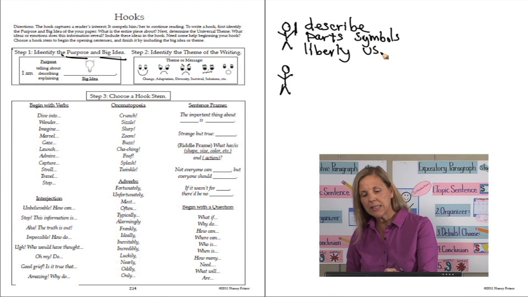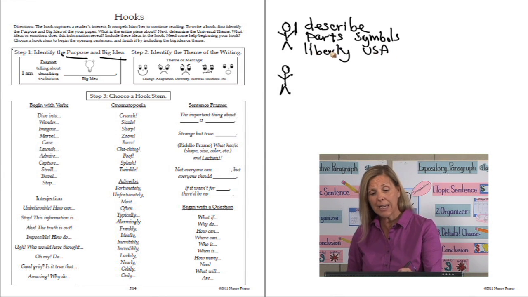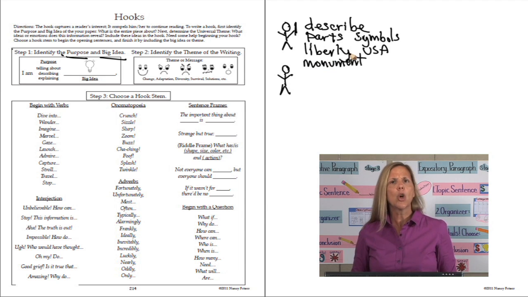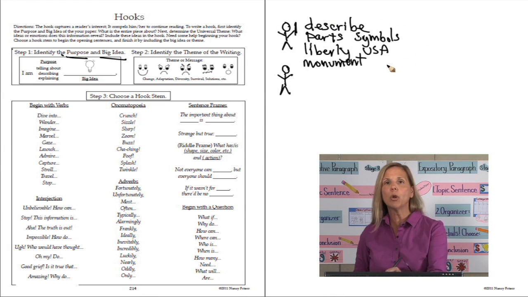Where in the United States of America? How this is actually a monument. So we're going through and we're just saying, from that big idea, what were we as the writer telling our reader? That's all we're doing. We're brainstorming about the big idea.